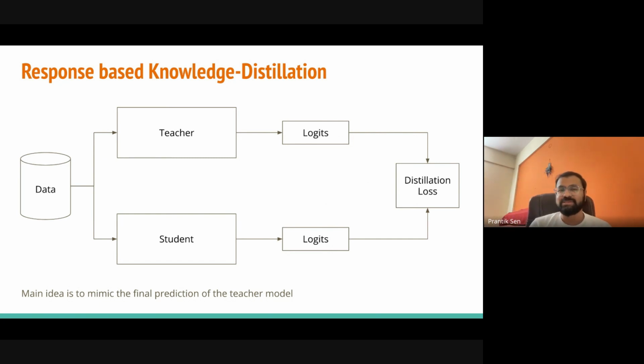So that is what response-based knowledge distillation is. We do not care about what the intermediate layers are learning. We are only interested in matching the output distribution. So the main idea here is to mimic the final prediction of the teacher model.